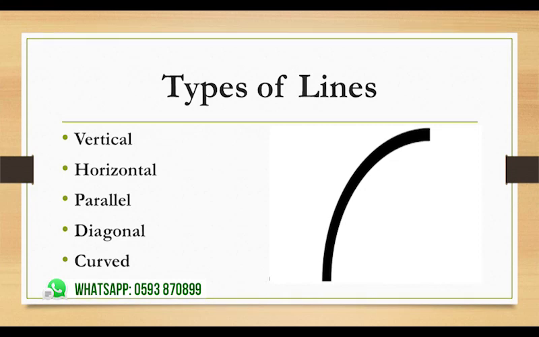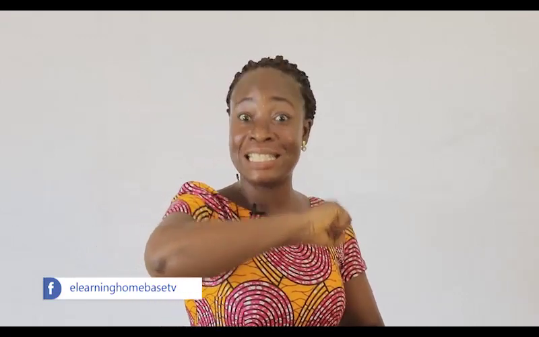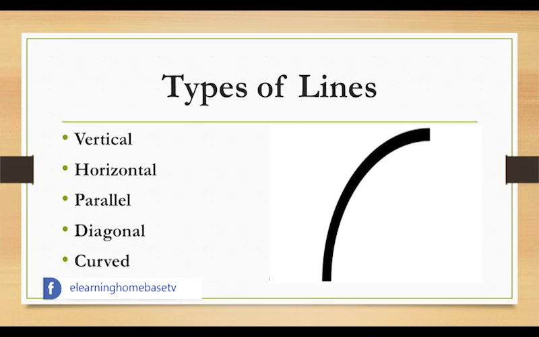Horizontal line. A horizontal line, we will say, is a sleeping line. When you retire to bed, you know the position you take. Any line that goes like this is a sleeping line. A horizontal line can be called a sleeping line, and that is being shown on your screen. Then we have diagonal lines.